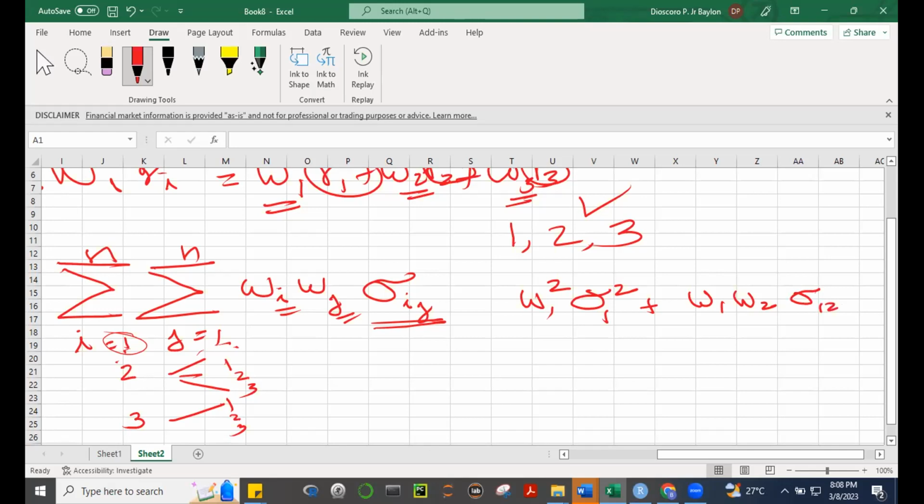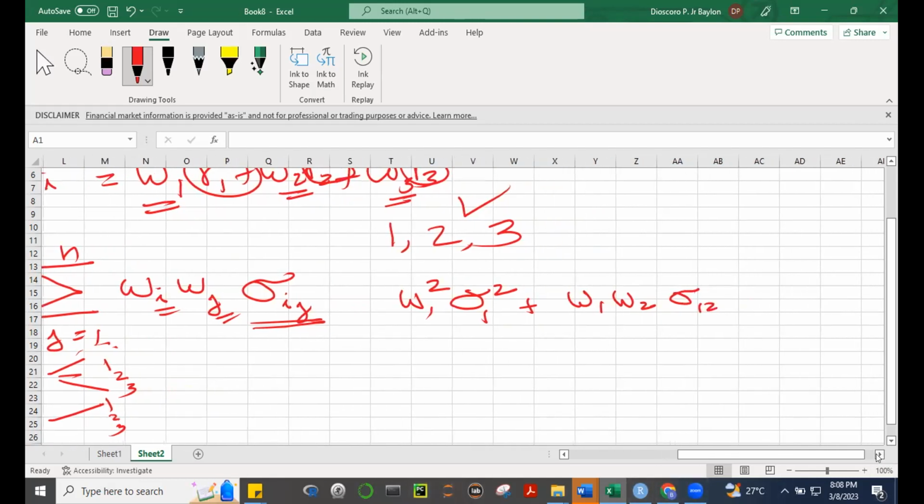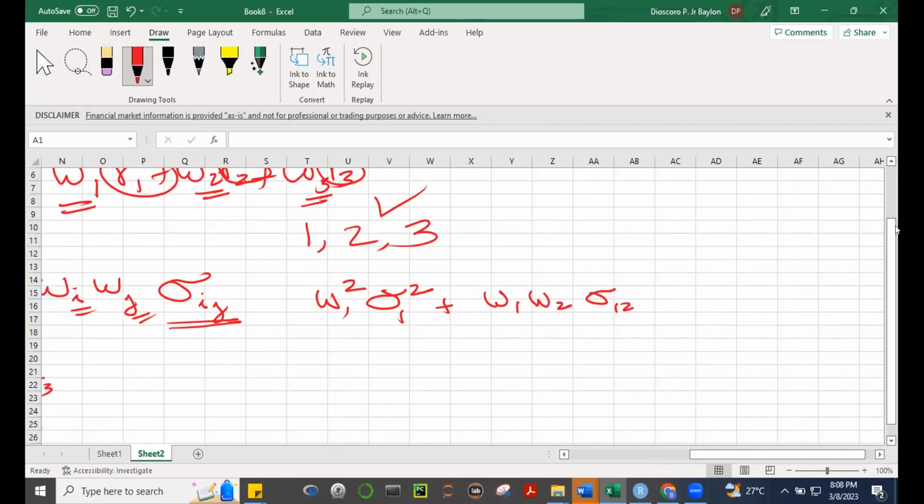Okay, 1 and 2. And then the next one is 1 and 3. So what will happen now to 1 and 3? So plus W1, W3, covariance 1 with 3. Okay, so that takes care of the first, i is equal to 1.